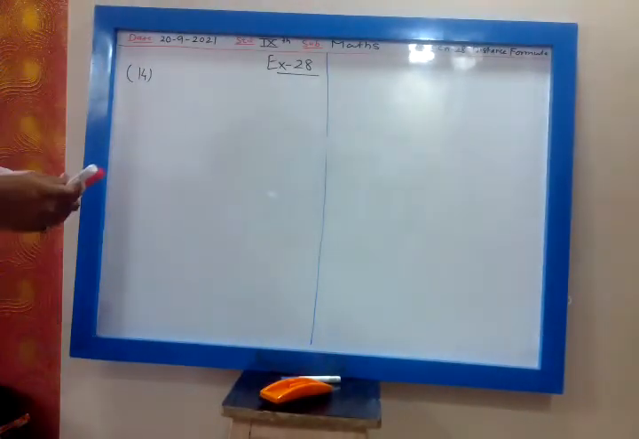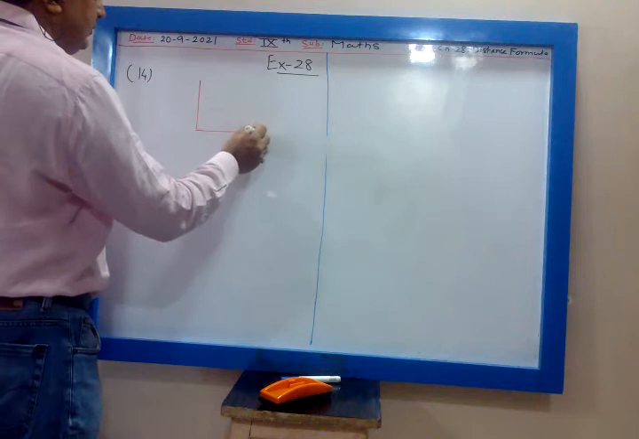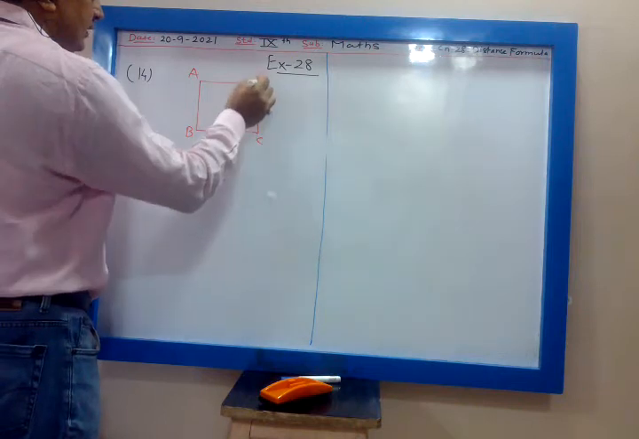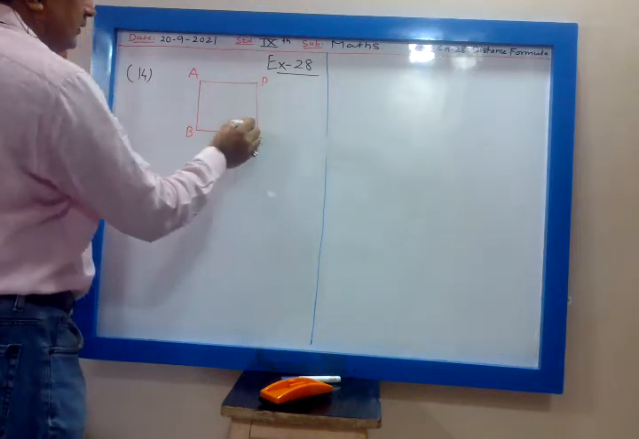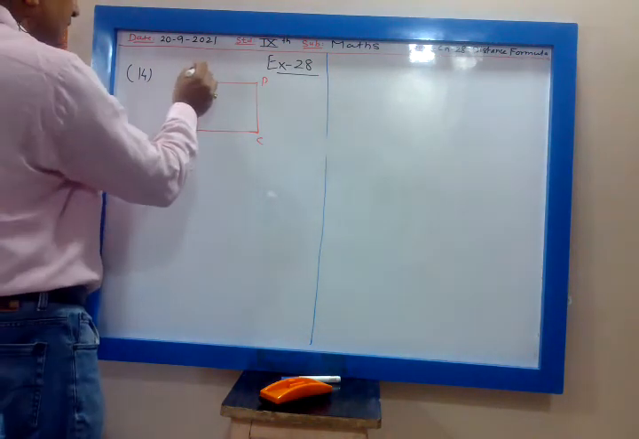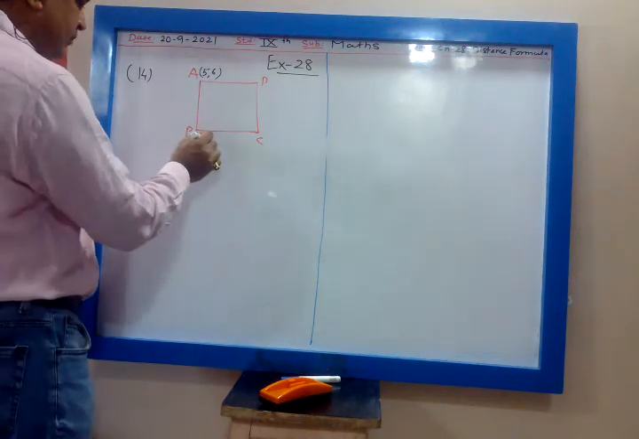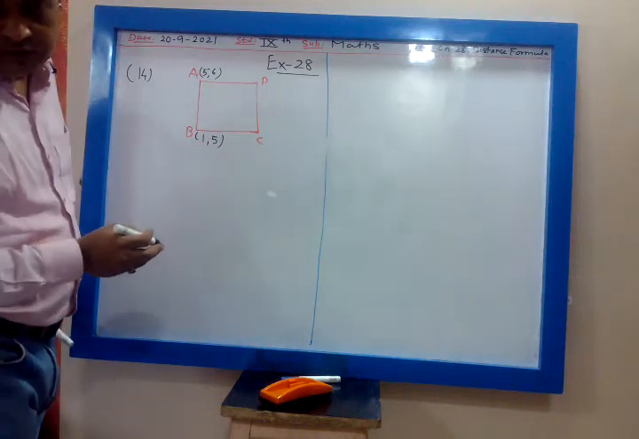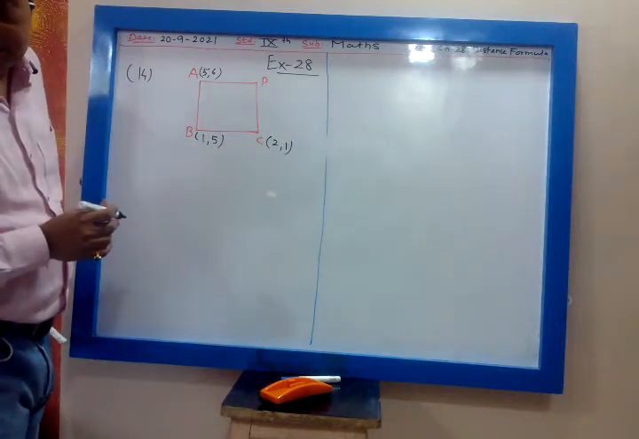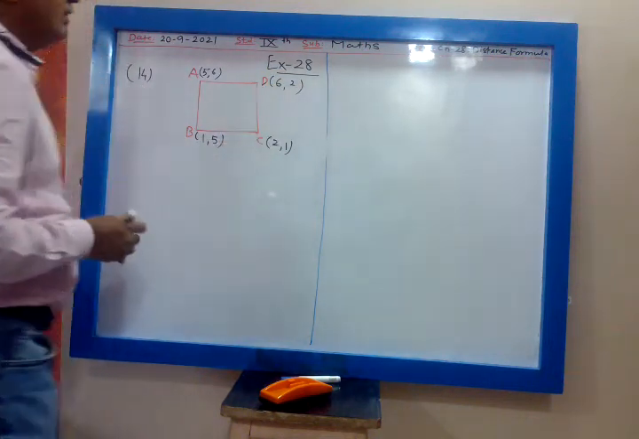Show that the points A, B, C, D, whose coordinates are A is (5,6), B is (1,5), C is (2,1), and D is (6,2), are the vertices of a square.